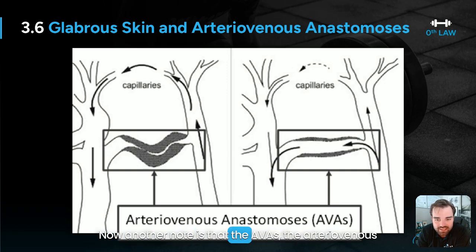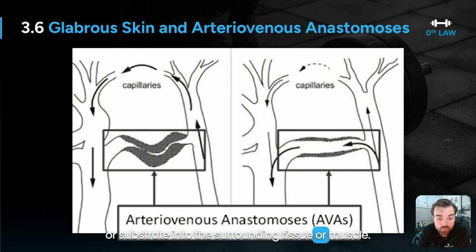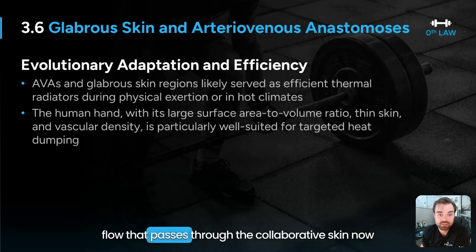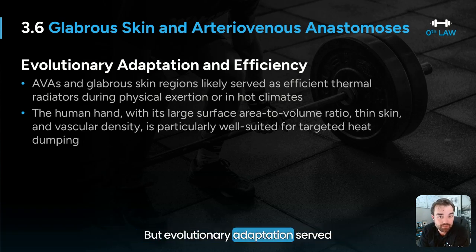Now, another note is that the AVAs, the arteriovenous anastomoses, they don't actually pass nutrients or substrate into the surrounding tissue or muscle. So unlike regular capillaries, their only purpose is blood flow. So you'll see their ability to vasoconstrict or vasodilate drastically changes the amount of blood flow that passes through the glabrous skin. Now, there's a lot of different reasoning and rationale, and the article by Wallow is probably the best at exploring this, but evolutionary adaptation served as efficient thermal radiators.